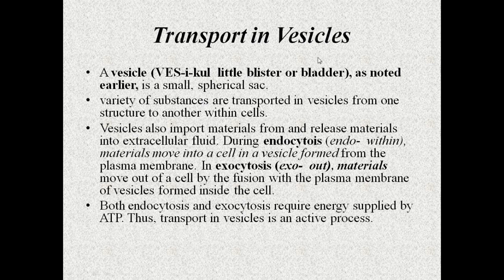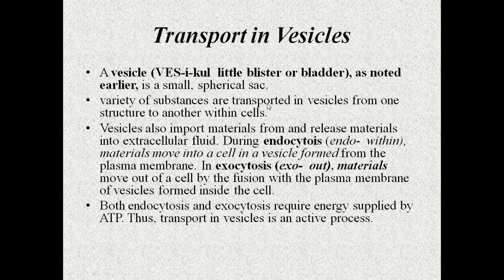During endocytosis, materials move into the cell in a vesicle formed from the plasma membrane. So this vesicle is used for the transport of these substances. The vesicle will bind to the plasma membrane and an invagination happens. The plasma membrane bends inward and carries the vesicle inside. This vesicle will pinch off from the plasma membrane and bind to the lysosome, and it will transport. That is another process called endolysosome.